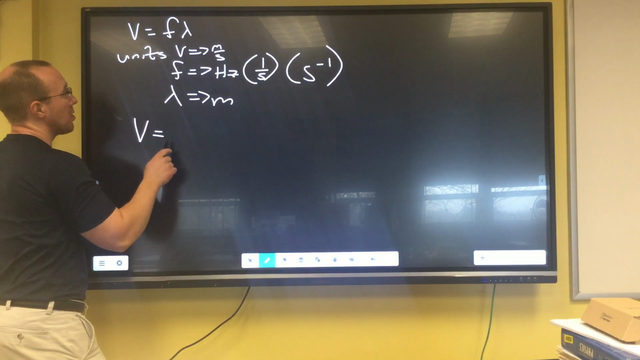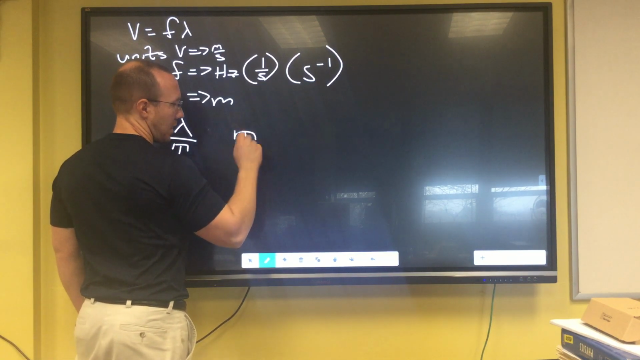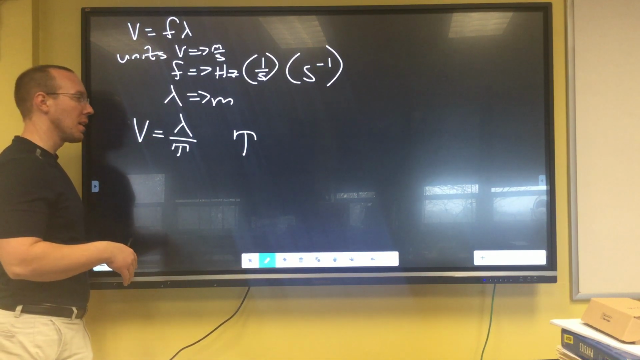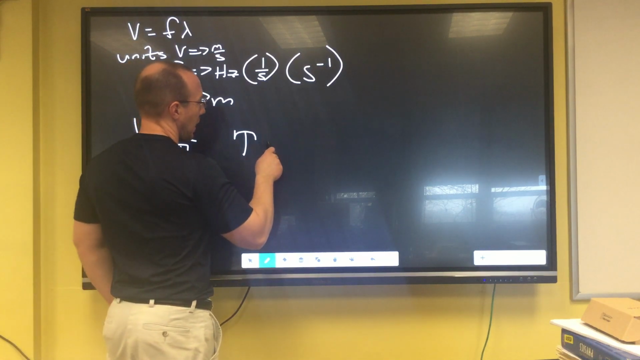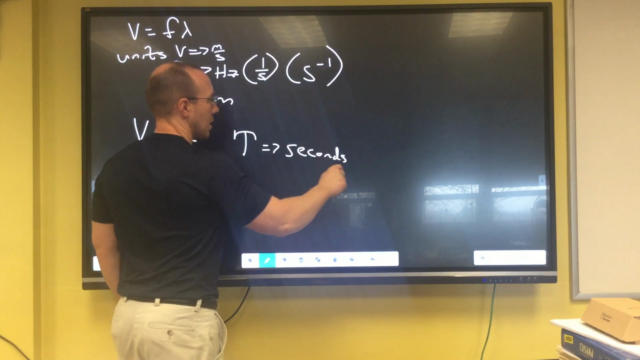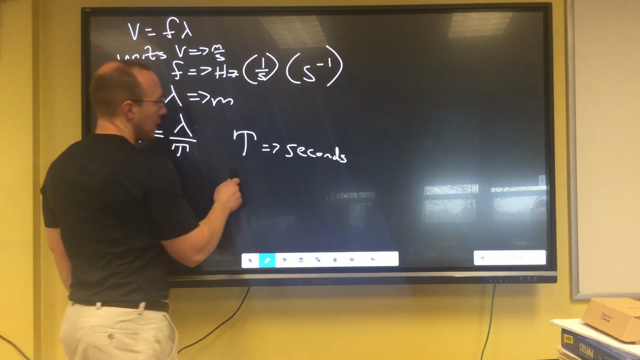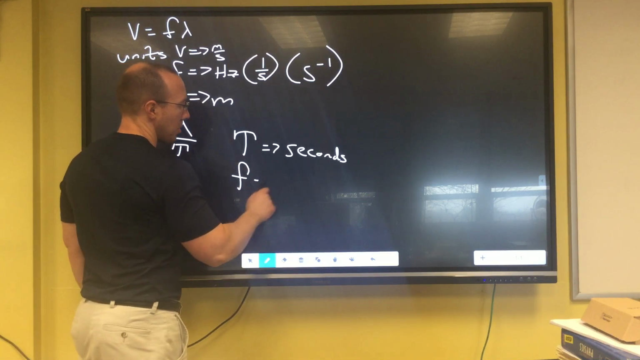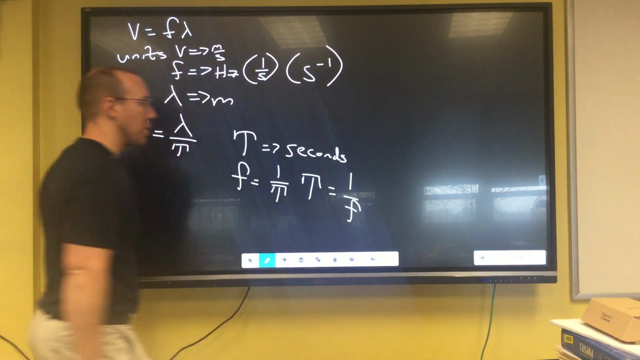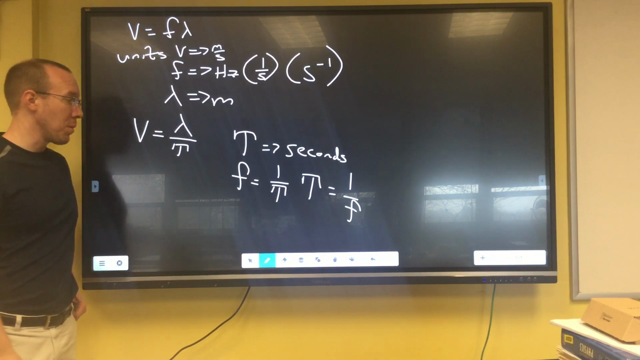Also, our velocity could also be equal to lambda over the period. If we remember, the period is a time measurement, so it'd be measured in seconds, or some time frame, a day, a second, millisecond, something like that. And so this has a unit of seconds, and it's just a time, so it's how long it takes for one cycle. I also wrote down that frequency is equal to 1 over the period, so therefore the period is equal to 1 over the frequency. So keep this in mind when we are doing these example problems.